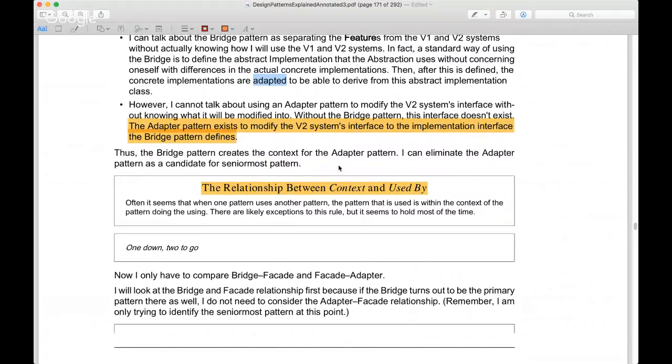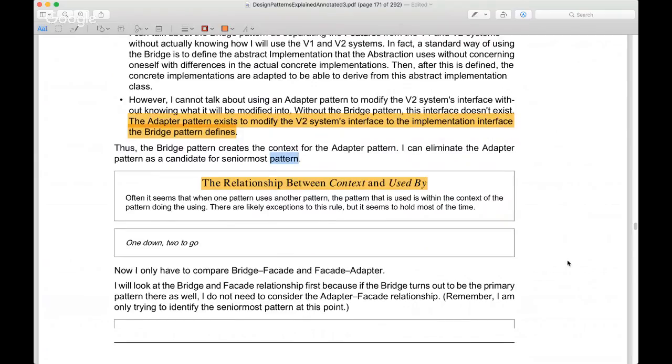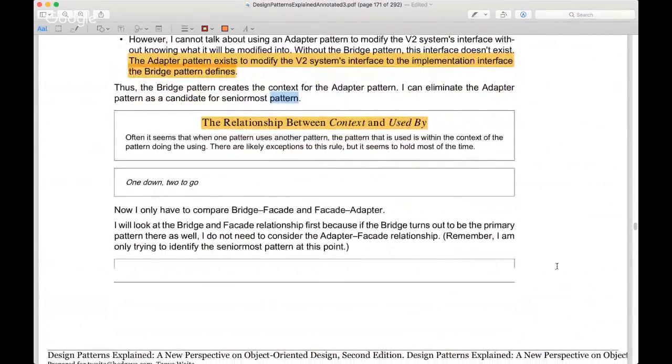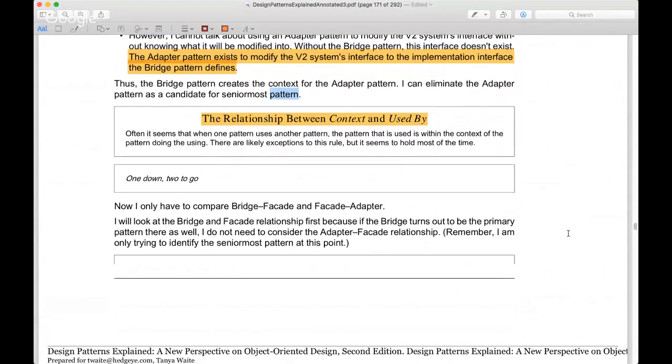So the bridge pattern creates the context. Here's a decision: the bridge pattern creates the context for the adapter pattern. You can eliminate the adapter from being the senior-most pattern here. So far, the bridge pattern works, or is the winner. And that's useful. It's kind of a brutal level of analysis, but it's a nice discipline.